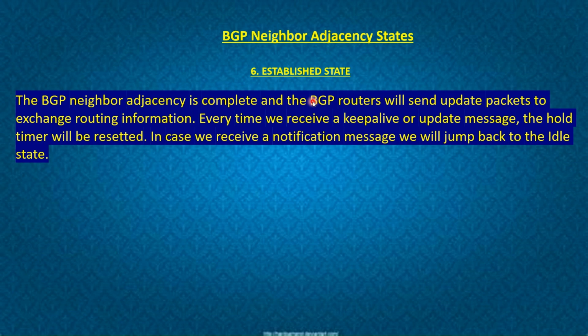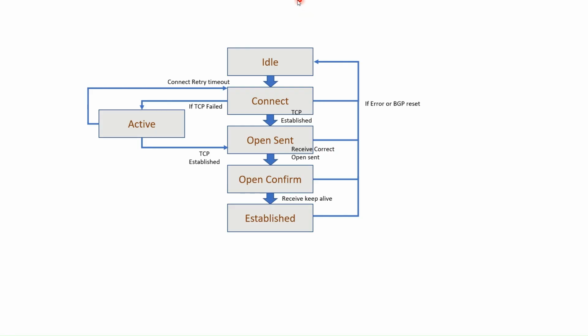So these are the six states of BGP, and this is the table which helps us understand. First we start from the idle state, where we configure BGP. In the connect state, they try to form a TCP connection, and if the TCP connection is successful, it sends the open message, and later waits for the open confirmation message. Once it receives the confirmation message, they jump to the established state, where they exchange the routes. In open confirm, it's a keepalive message.